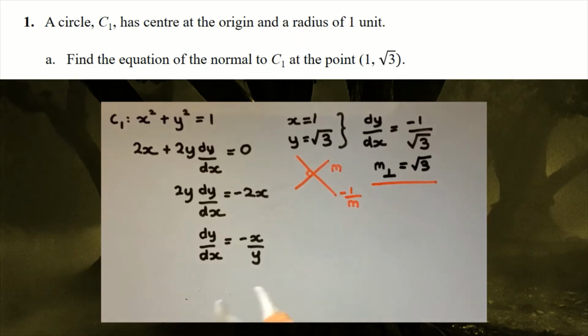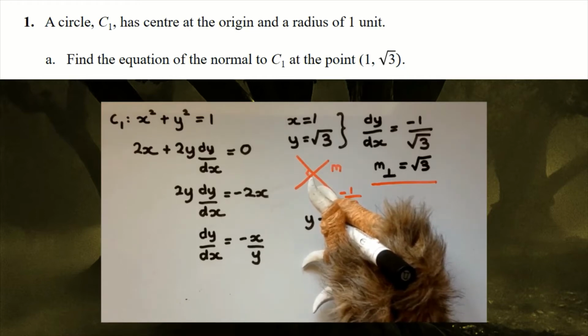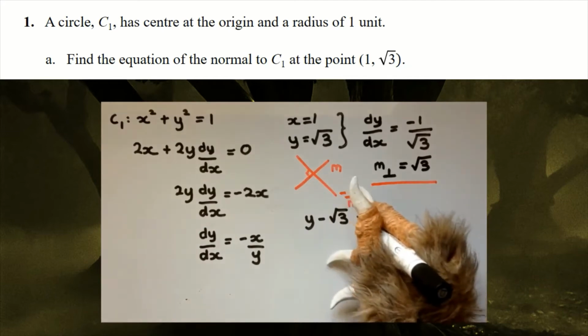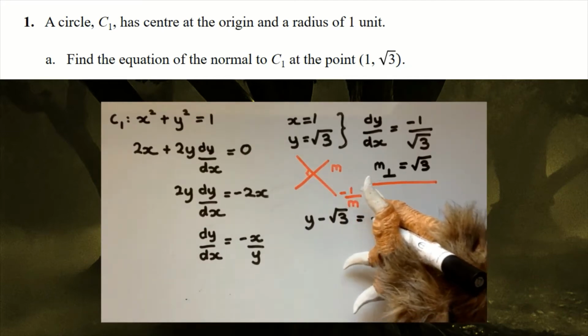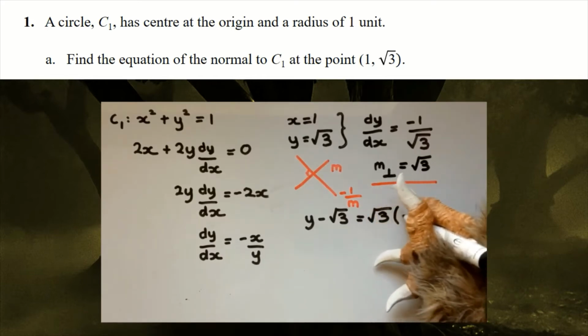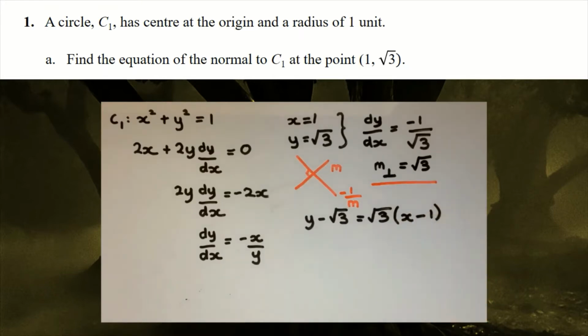So y minus the y coordinate, which is √3, must equal the gradient, which is √3, multiplied by x subtract the x coordinate, which is 1. Now then, let's expand this. You're not actually asked to give the equation in a particular way, so there wouldn't be anything wrong with this answer, but there's something I'd like to do which will lead into part B of this question.